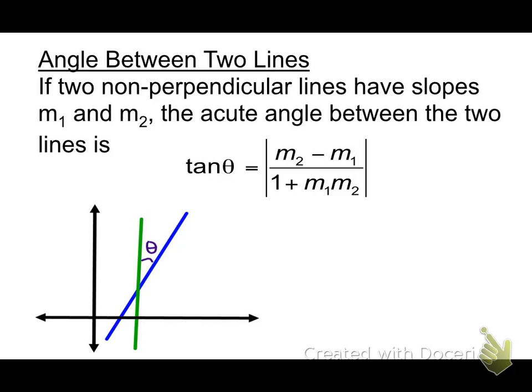Next is the angle between two lines. Two lines, as long as they're not perpendicular, have an acute angle between them, and the formula that we're going to use to find that angle is tangent theta equals the absolute value of m2 minus m1 over 1 plus m1 times m2.